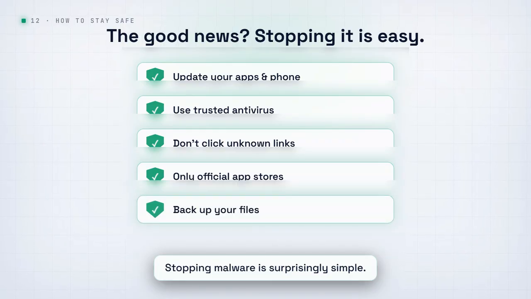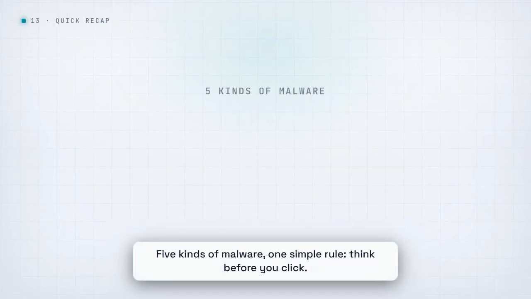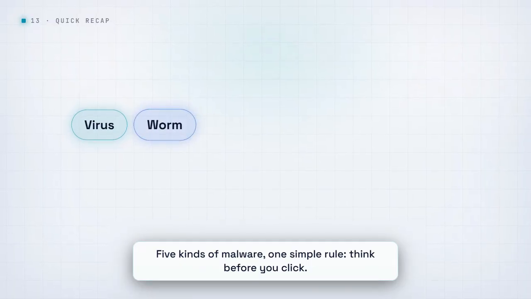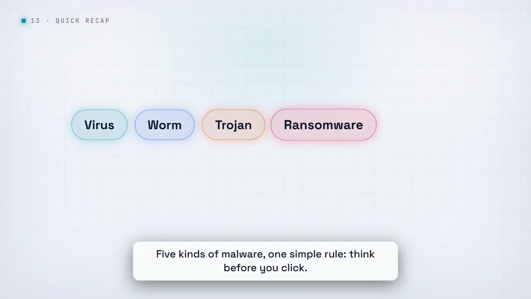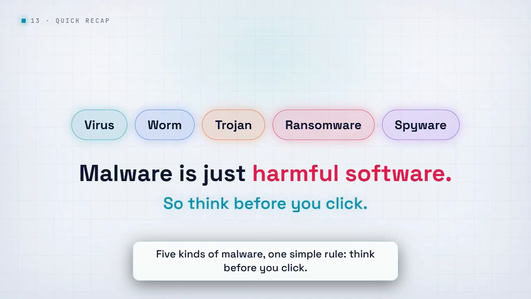So, quick recap. Five kinds of malware: virus, worm, Trojan, ransomware, spyware. But they all come down to one simple idea. Malware is just harmful software. So think before you click. Now you know what malware really is.